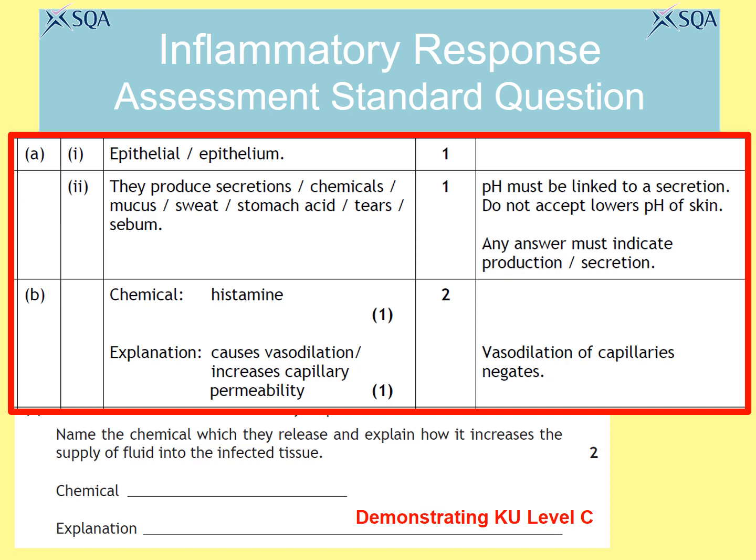The chemical that's produced by mast cells is histamine, and the explanation as to how it increases the supply of fluid into the infected tissue is that it causes vasodilation or increases capillary permeability.